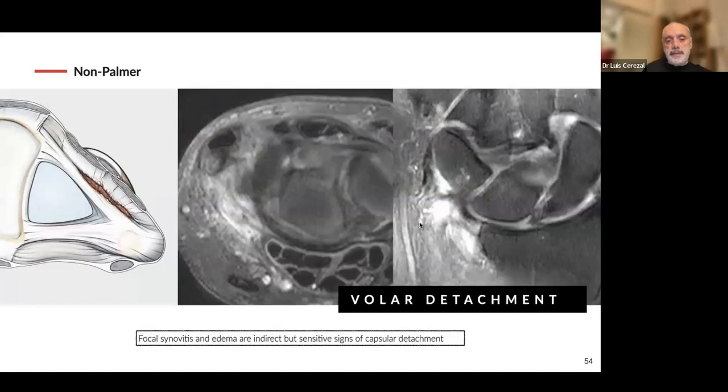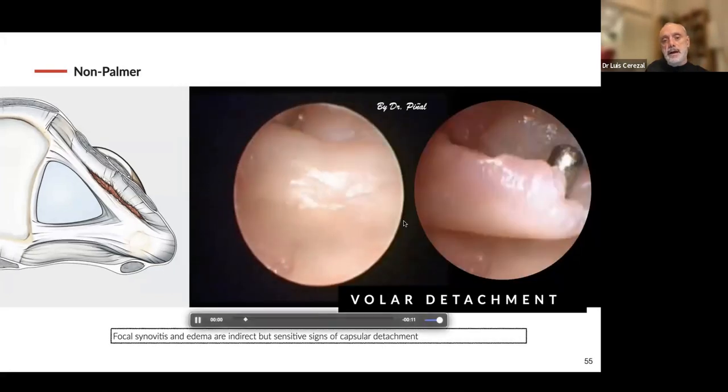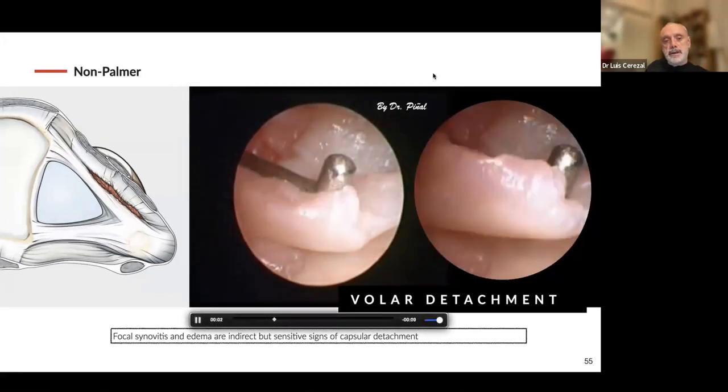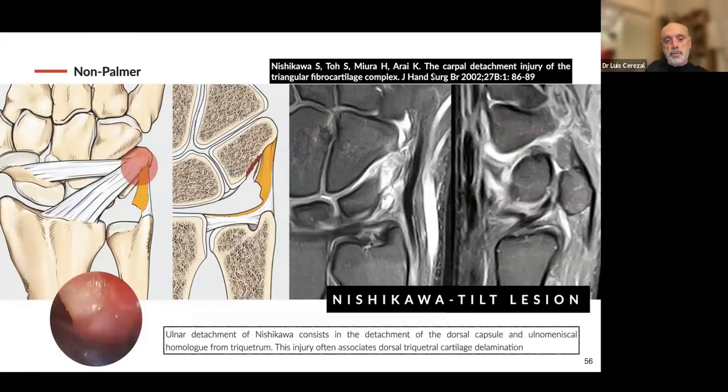The volar detachment is much less common. These are really uncommon injuries. This is an example, and always remember that on MRI, the focal synovitis usually pinpoints the origin of the problem. Once again, this is a volar detachment of the TFC, a really uncommon injury.